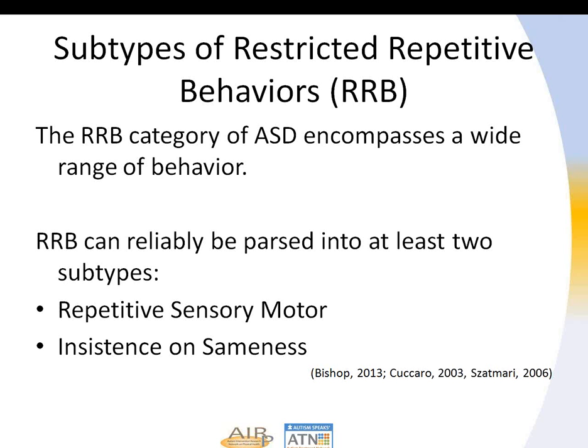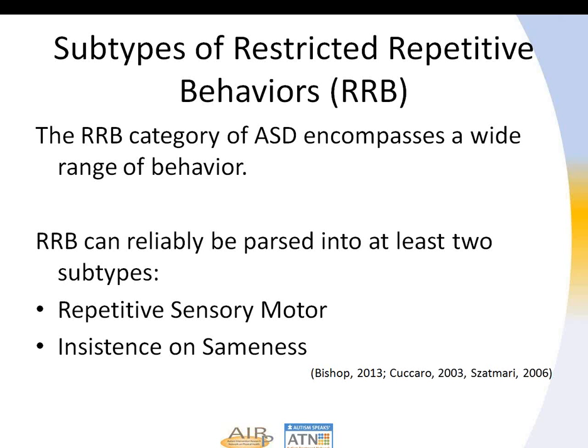Repetitive sensory motor behaviors are characterized by repetitive use of objects, complex motor mannerisms, and sensory-seeking behaviors. Higher rates of repetitive sensory motor behaviors have been associated with younger age and lower IQ. In contrast, insistence on sameness behaviors are defined by rituals, compulsions, and resistance to change in routines. There have been multiple studies on the relationship between these behaviors, age and IQ. Findings have included either a positive relationship as well as lack of association.